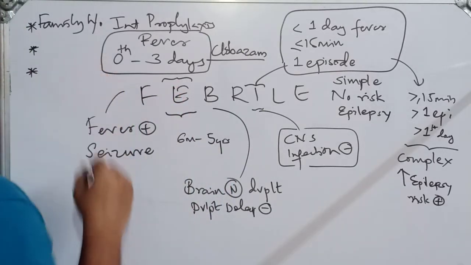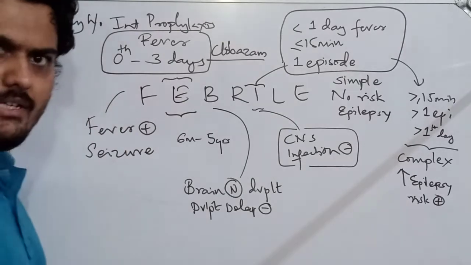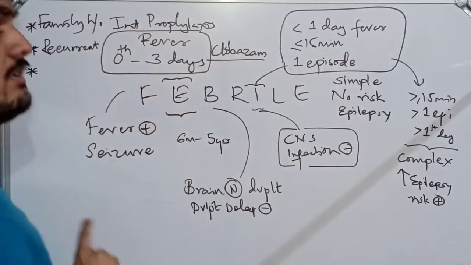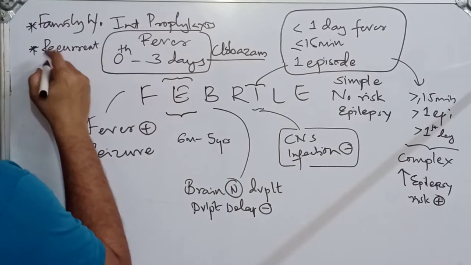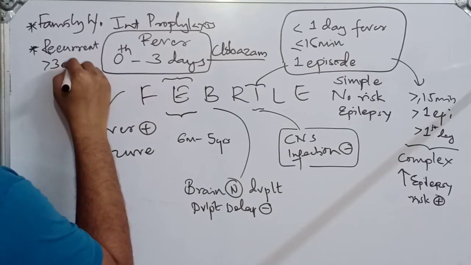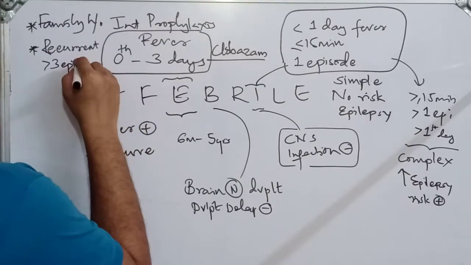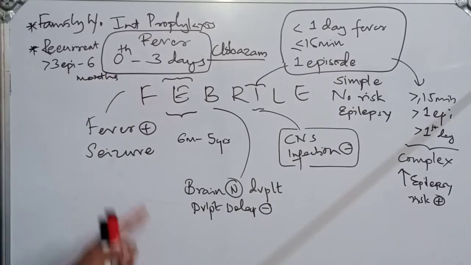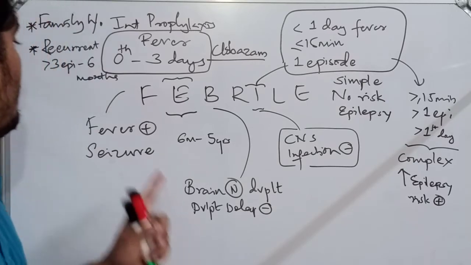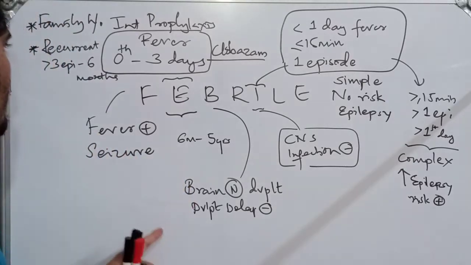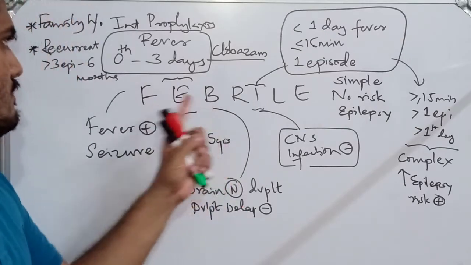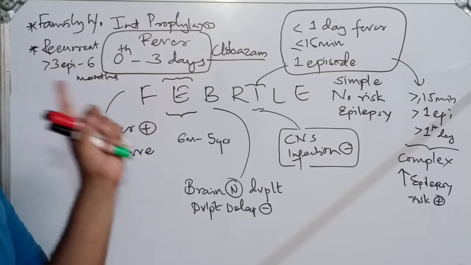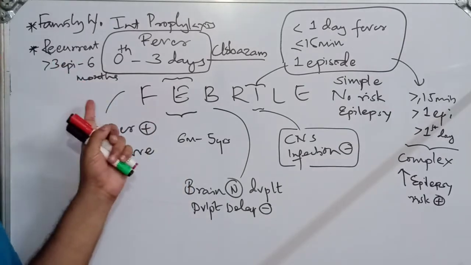Next, one important point to remember is recurrent febrile seizure. What is this recurrent febrile seizure? It is more than 3 episodes of febrile seizure activity in the last 6 months. If it is present, then you can consider this prophylaxis, known as intermittent prophylaxis with clobazam. So if the baby has a family history, or more than 3 episodes in the last 6 months.